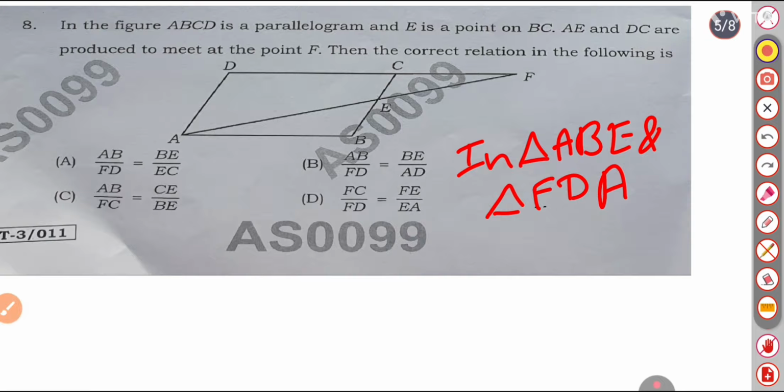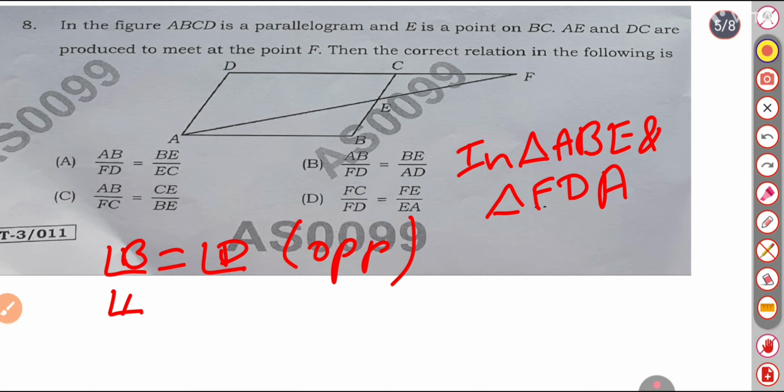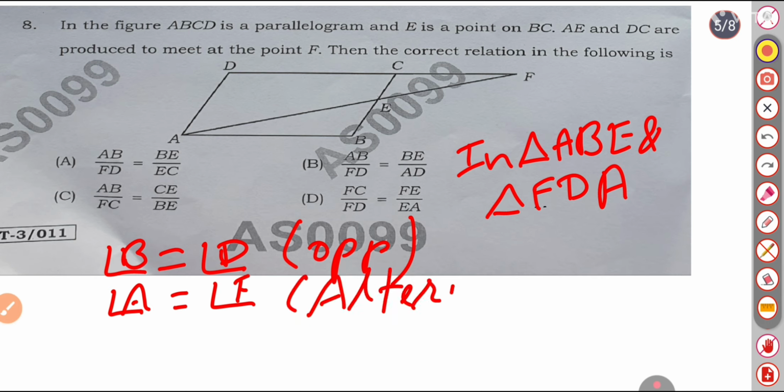In these two triangles, angle B is equal to angle D. These are opposite angles of the parallelogram. Then angle A is equal to angle F. Angle A is equal to angle F. Why? These are alternate angles. Next, what is remaining? In this triangle, angle E is remaining.